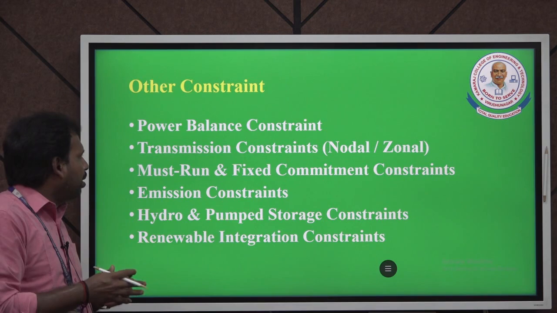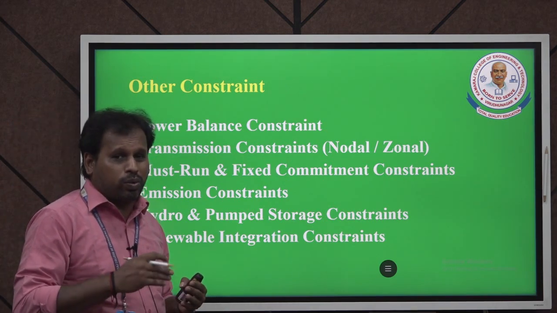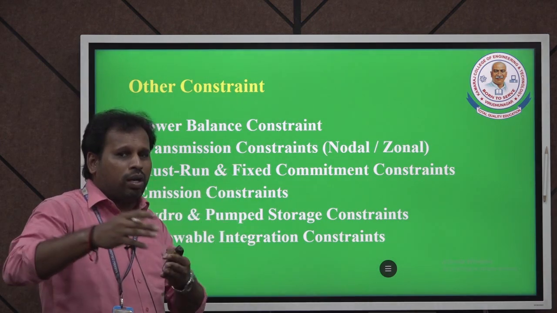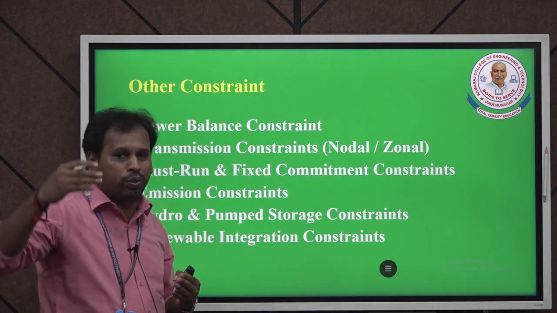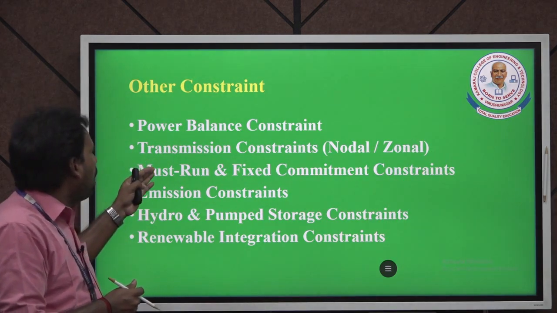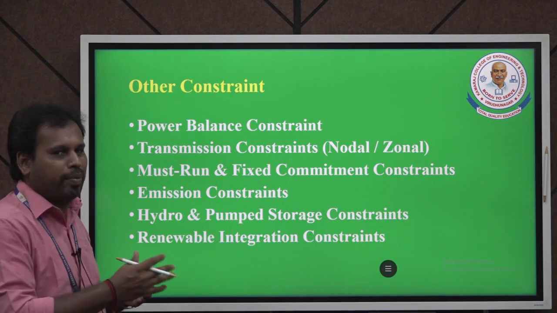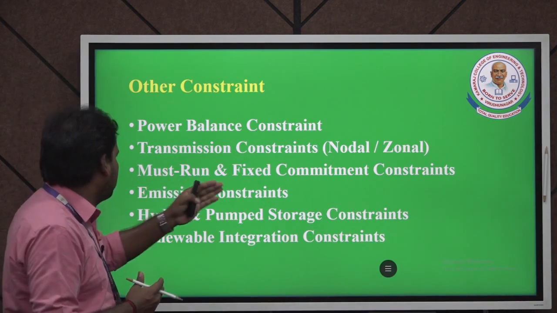Other important constraints are the power balance constraint. In a transmission line we send the generated power to the demand load for the consumer. So we need to meet the overall demand without excess power generation. That is the main thing, the power balance constraint.